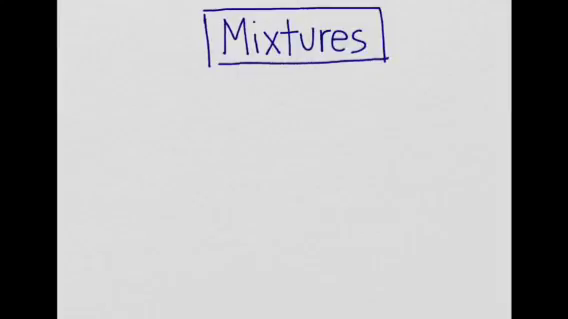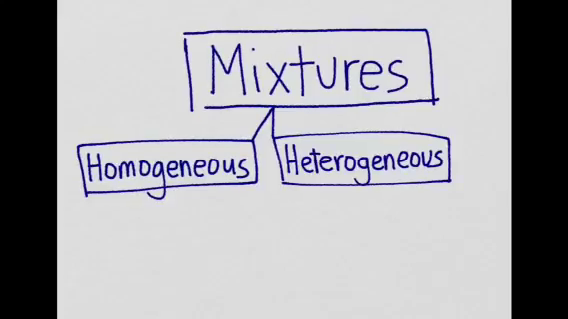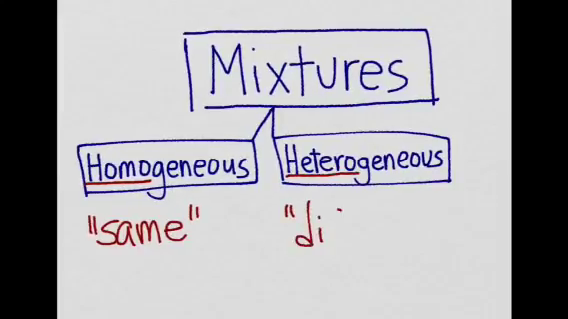There are two kinds of mixtures. There are homogeneous mixtures, and there are heterogeneous mixtures. Well, what do I mean by that? Well, we've seen before homo. Homo is a prefix that means same, and we've seen before the prefix hetero, and that prefix means different. So we classify mixtures by breaking them down into mixtures that are the same throughout the entire mixture and mixtures that are different depending upon where you sample the mixture.